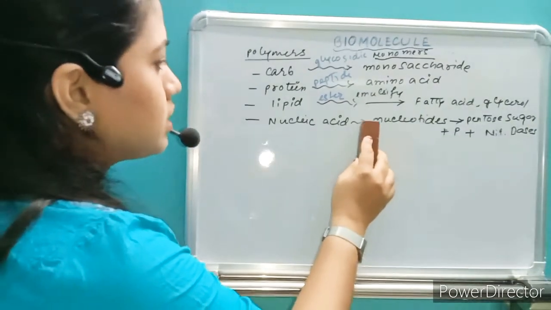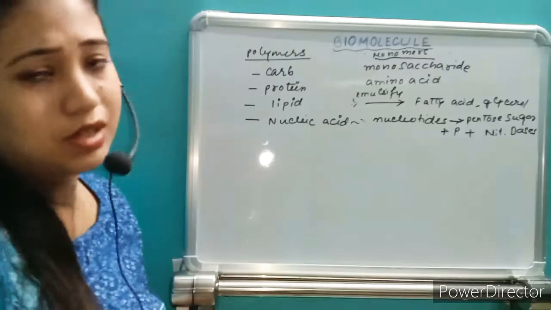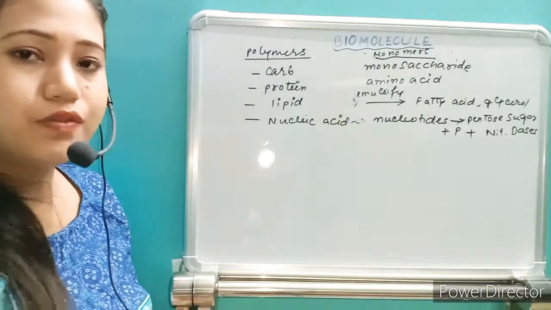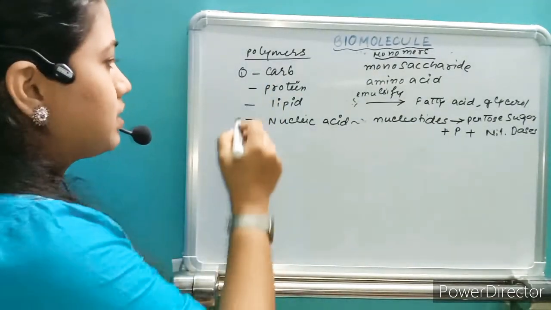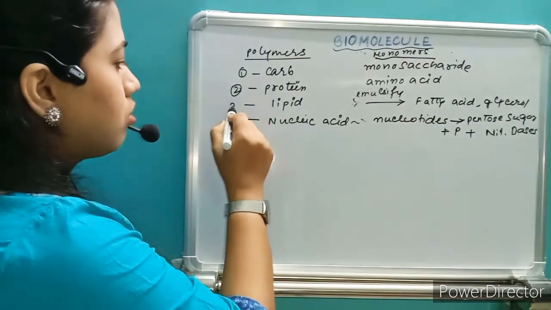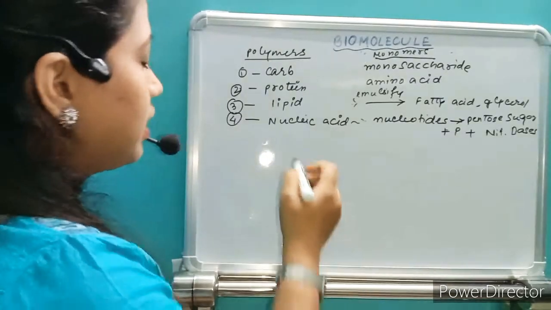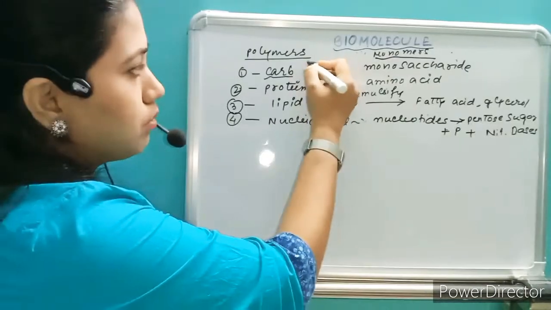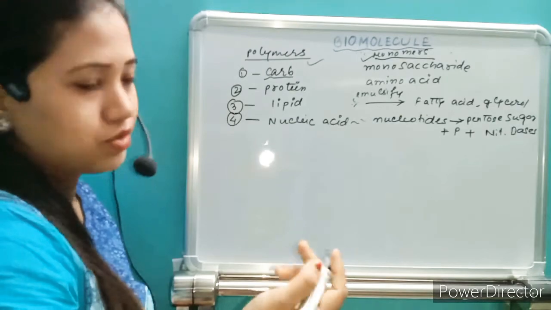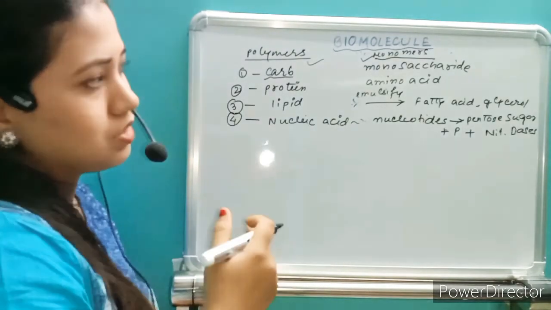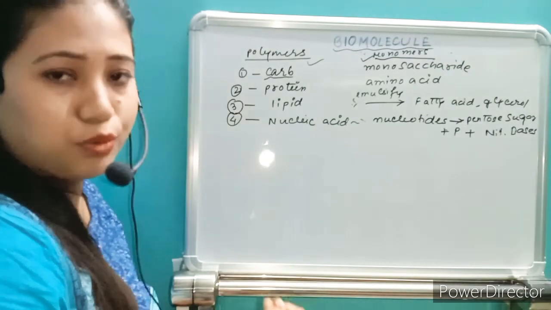So in this chapter, how are we going to study the whole chapter, what is the content? One by one, first we will study carbohydrates. Second, we will study protein. Third, lipid. Fourth, nucleic acid. Whenever we study the carbohydrate polymer, we will also study the monomer, that is monosaccharide, disaccharide, oligosaccharide, then the polysaccharide, their structures, and what different forms they produce.